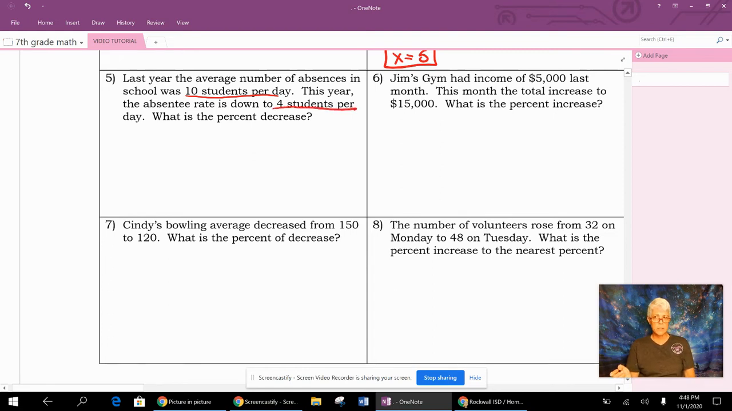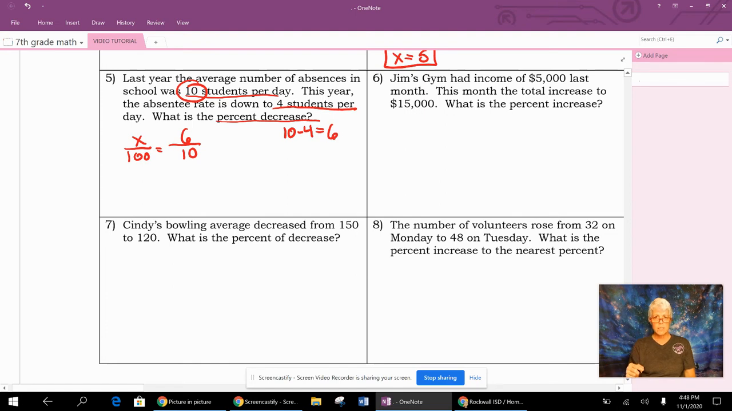Now you might at this point still not know what you're actually doing, but let's look at the question. The question says, what is the percent decrease? So as soon as you see that, you know that we're going to have X over 100 and then the difference over the original. So let's find the difference. 10 minus 4 is 6. The original is the first number. So there's my difference over original.